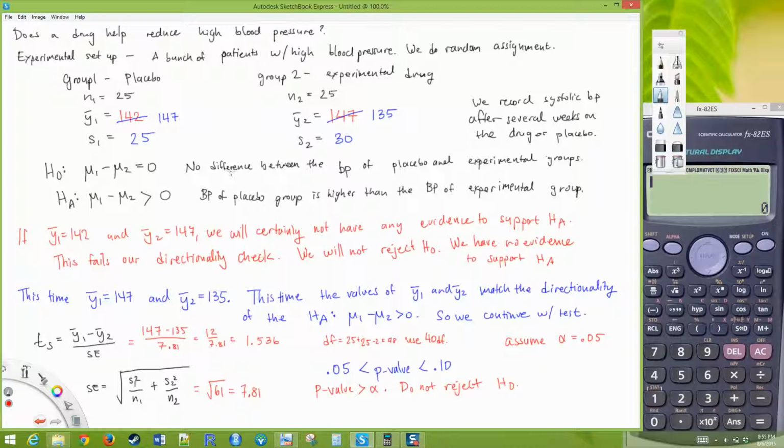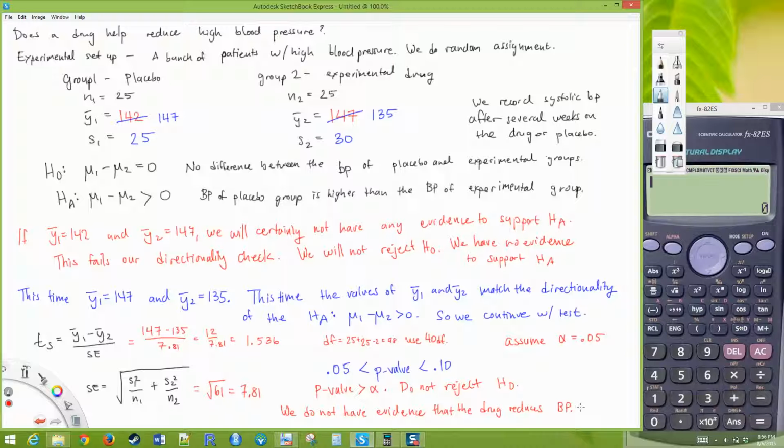Yeah, okay. So there is a distinction here, and I have to nitpick. This means all we can say is we do not have evidence that it reduces blood pressure. So this is what we must say: we do not have evidence that the drug reduces blood pressure. That is not the same thing as the drug doesn't work.